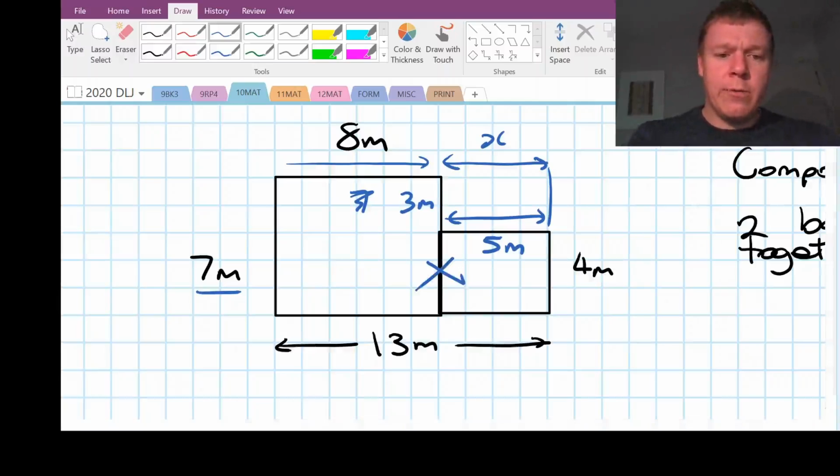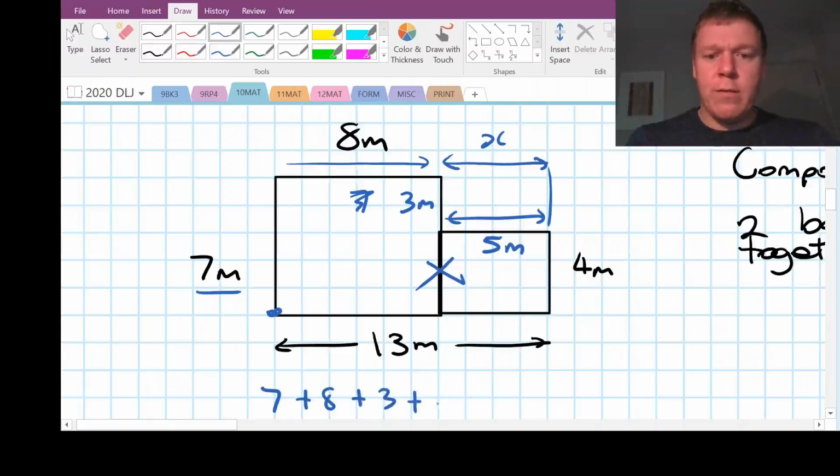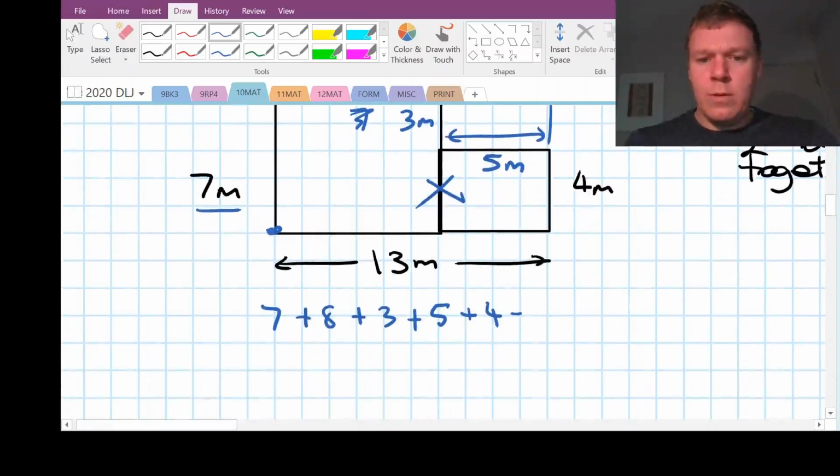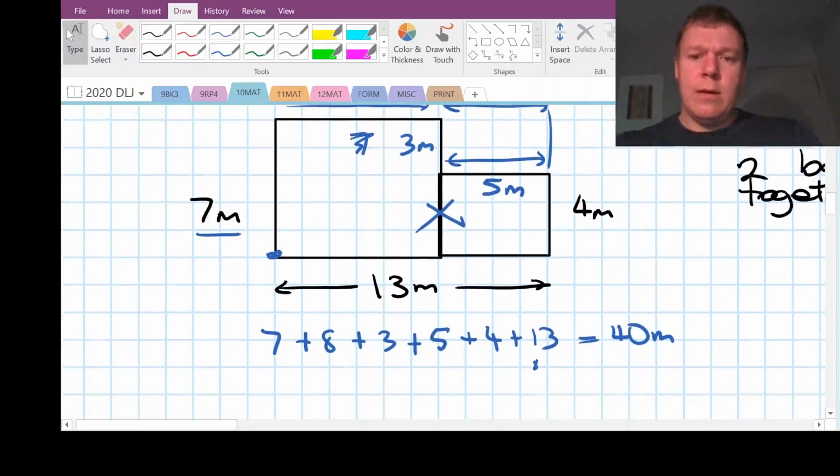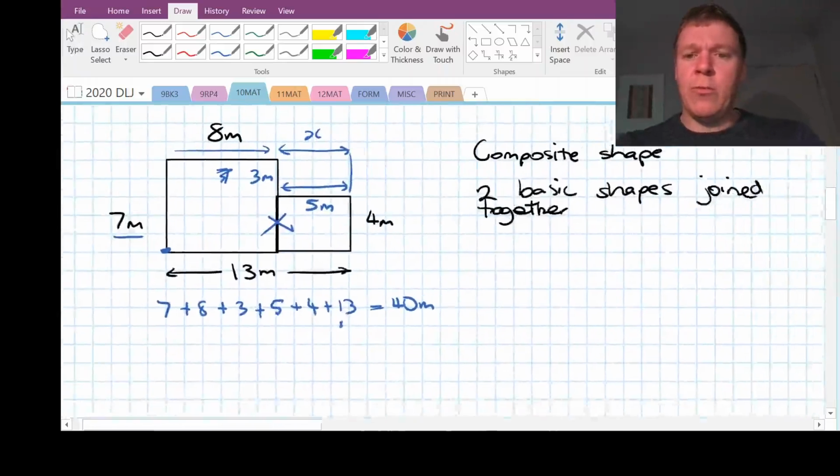So going around, we have 7 starting from here, plus 8, plus 3, plus 5, plus 4, plus 13. 7 and 8 is 15, 18, 23, 27, 40 meters. Yeah, so that's just for the perimeter.